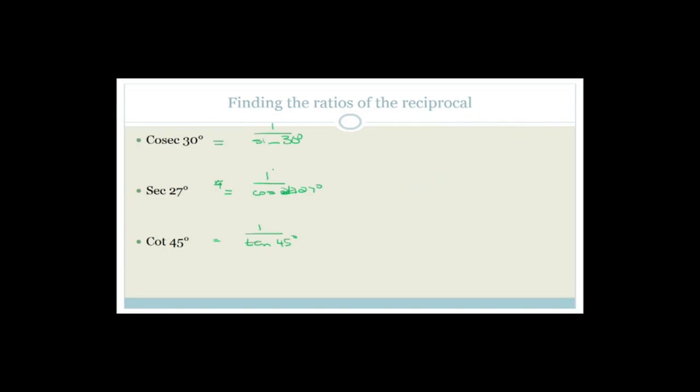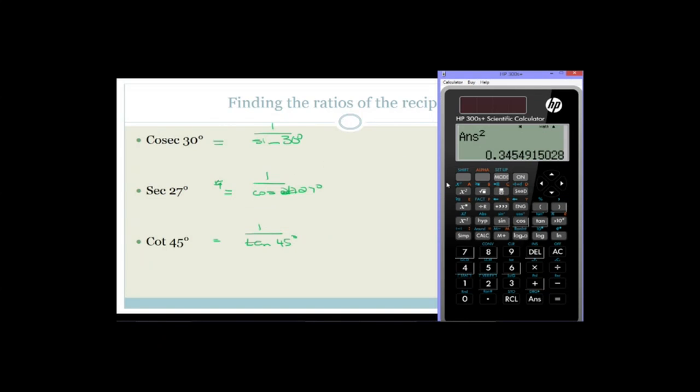Possibly the easiest way to do this is to work out what sine 30 is and then invert it. So let's do that. We're going to go sine of 30 bracket equals 1/2. And then do you see that there's a button that says x to the negative 1?